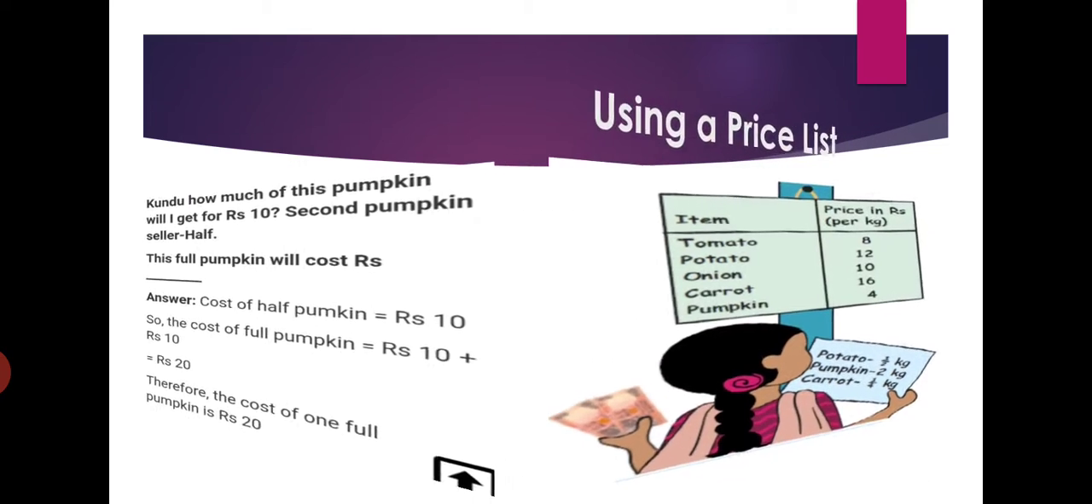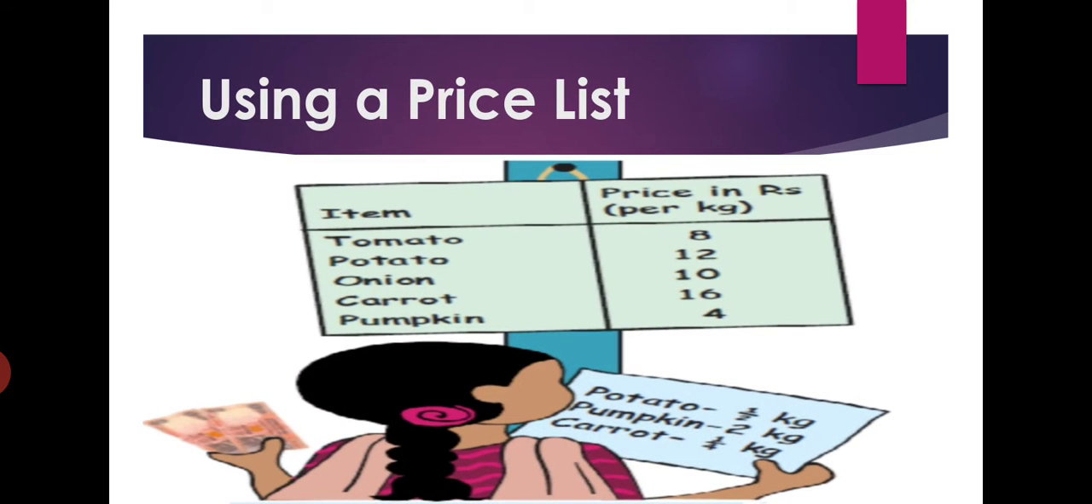Now the next topic, using a price list. In the slide you can see a price list. The name of the item is written in the first column and the price in rupees per kg is written in the second column. So the cost of 1 kg tomato is equal to rupees 8. Price of 1 kg potato is rupees 12. 1 kg onion costs rupees 10. 1 kg carrot costs rupees 16 and 1 kg pumpkin costs rupees 4.